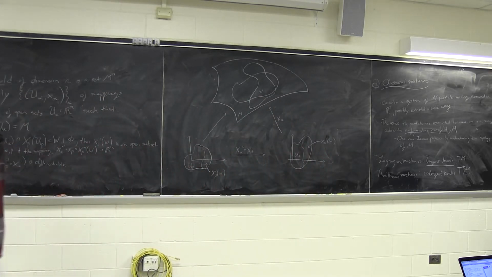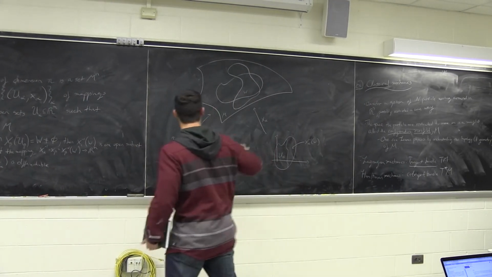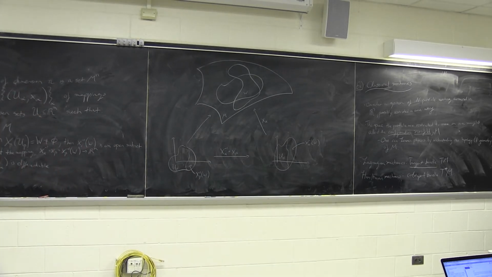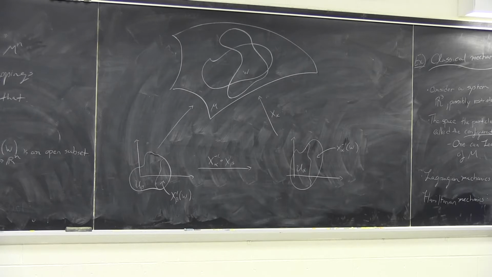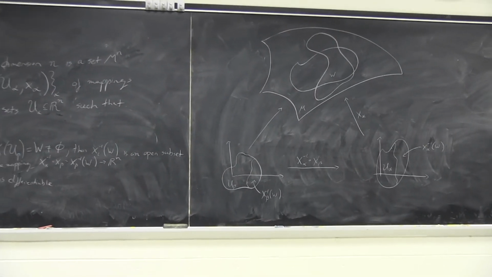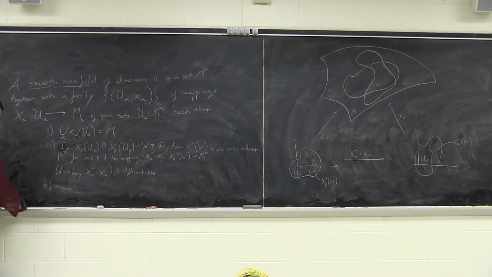Awesome. All right. Well, clearly due to dimensionality restrictions, what I drew on the board is a picture of a two-dimensional manifold. This definition is of an n-dimensional manifold. Okay, so a smooth manifold of dimension n is a set M together with a family, just a collection of these things right here.